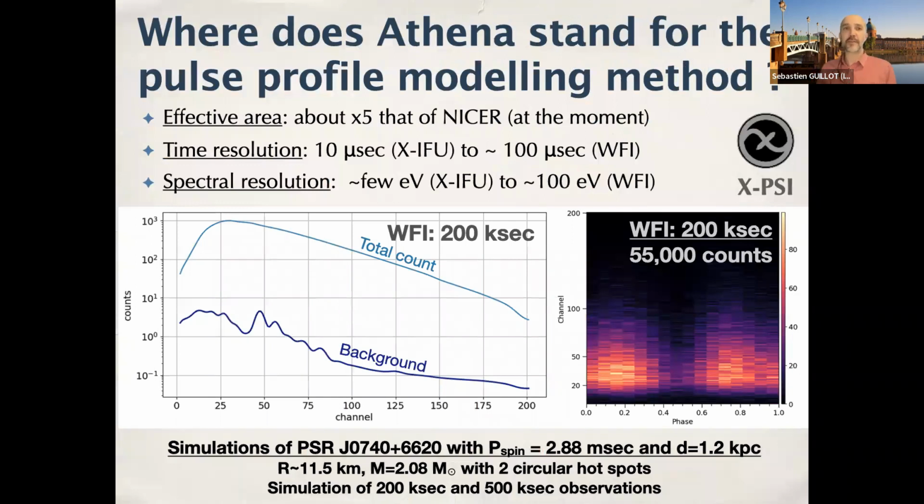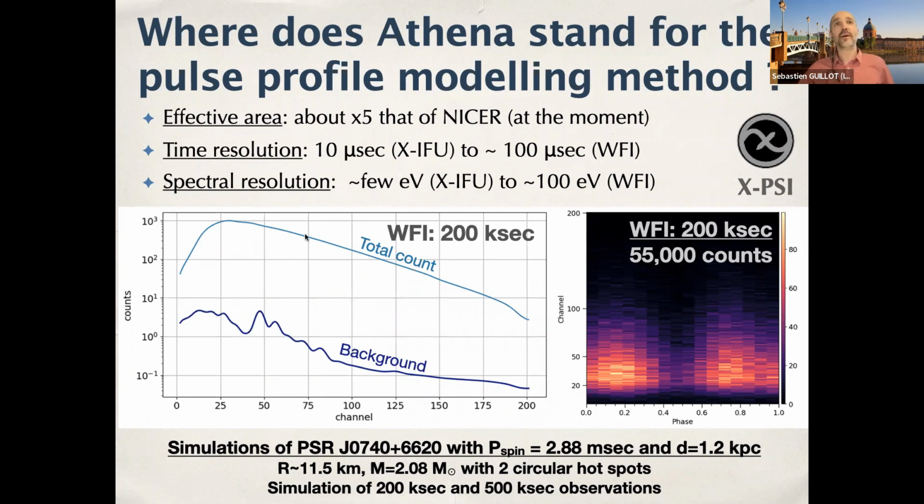Now, maybe the part that people were waiting for, and time is running, and I'm very sorry. So, how well could Athena do for this type of method, the pulse profile modeling method? So we simulated the pulsar J0740 with the X-PSI package, the package developed by the team of Anna Watts at the University of Amsterdam, and we used the results of Riley et al. 2021 for this pulsar, so a radius around 11.5 and a mass of 2.08 with 2 circular hotspots. And so we simulated that for WFI and X-IFU, 200 kiloseconds and 500 kiloseconds.